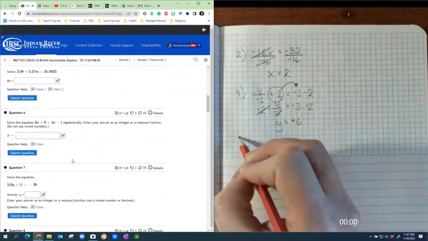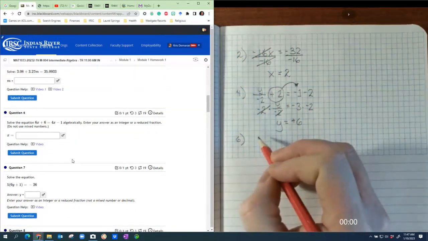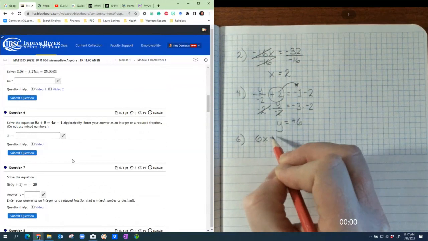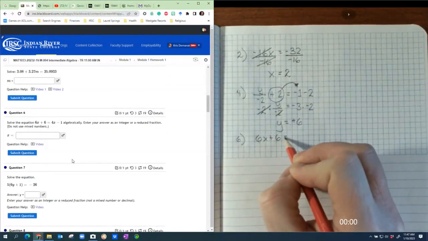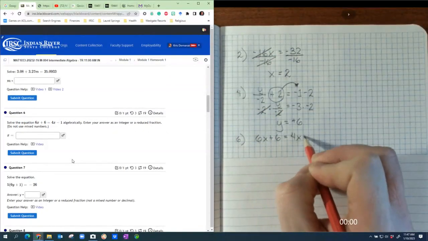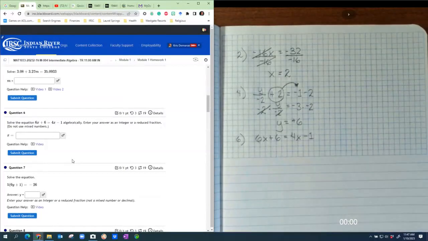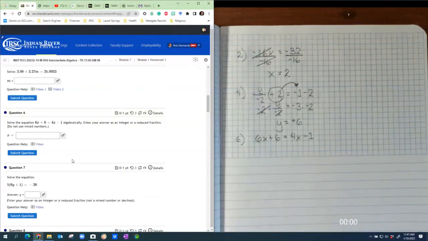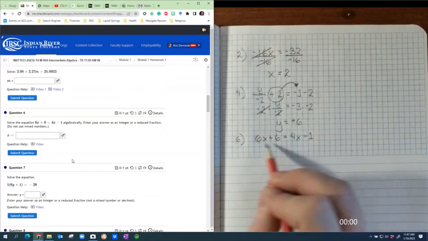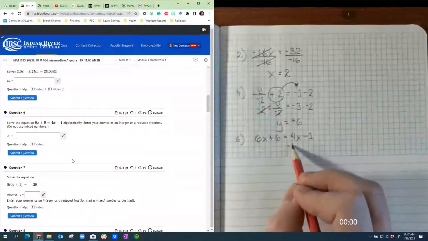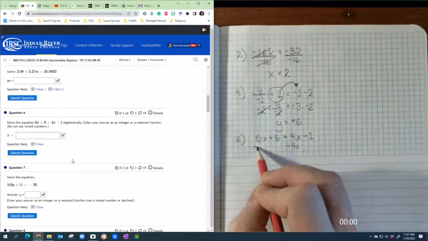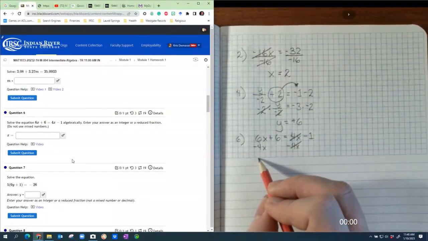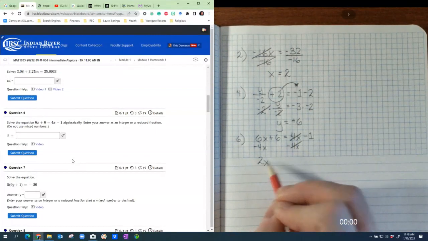Number 6. All right, now 6x plus 6 equals 4x minus 1. So again, we're doing it algebraically. We're finding out what the value is. So we're going to combine like terms by subtracting 4x from both sides. This would cancel this out, leaving us with 2x.